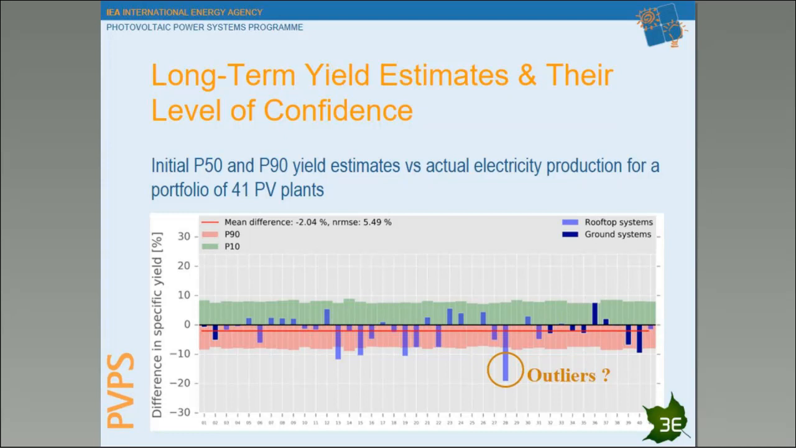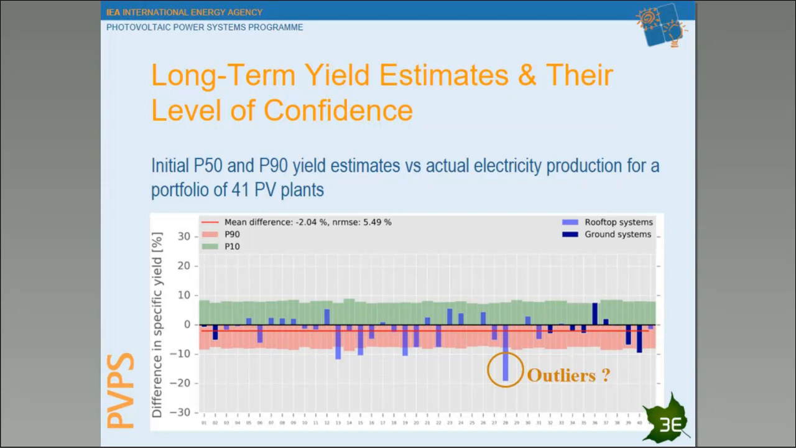Basically, in the figures you see the difference between the expected, so the estimated long-term yield, and the actual production of the first year of the plants, meaning that the 0 line would mean that the estimates were exactly the same. Of course, this is not always the case. And then you see in red and green the P90 and P10 confidence interval, so basically what was estimated at the long-term yield assessment phase.